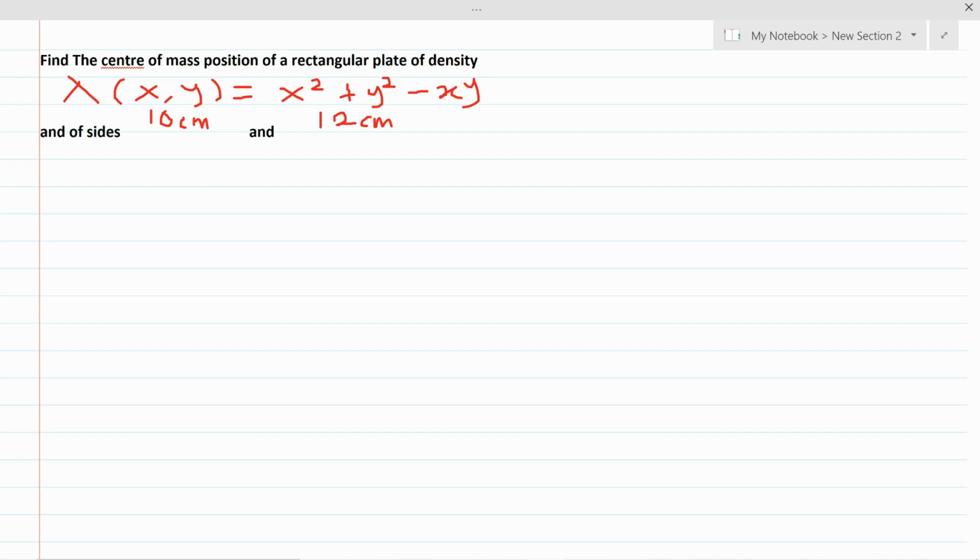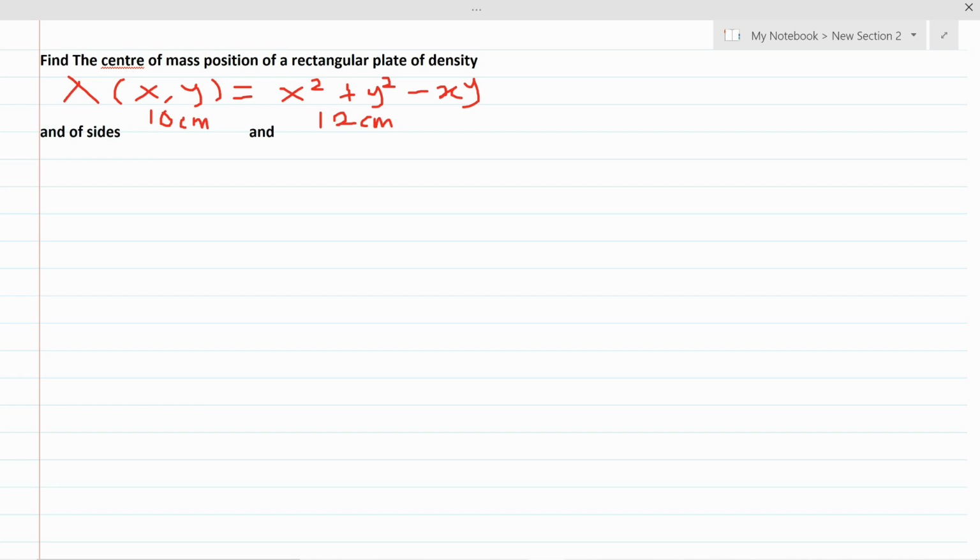Okay, so let's start. Now the question is: find the center of mass position of a rectangular plate of density lambda equal to x squared plus y squared minus xy of the size. So how do you go about it and how do you solve such questions?